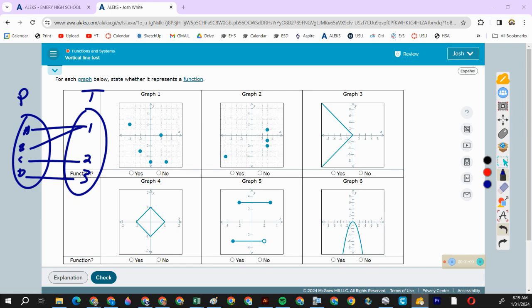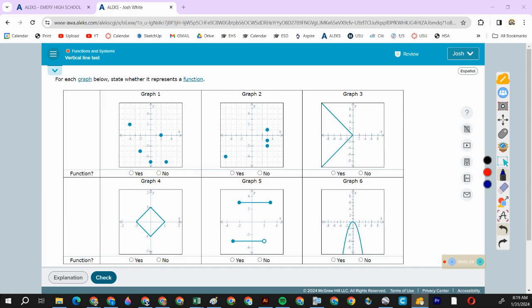But if person 2 or person C suddenly spends half their time in one town and half their time in another, that can exist, but it is not a function. It doesn't fit the definition of a function. So, can we look at a graph and determine if something is a function or not? Well, let's look at graph number 1.